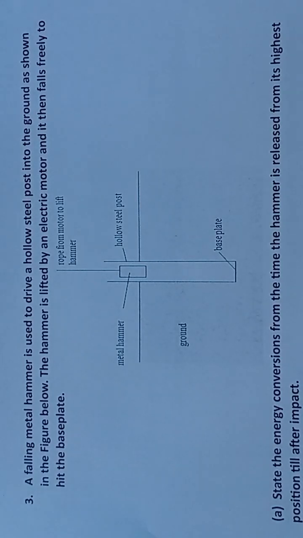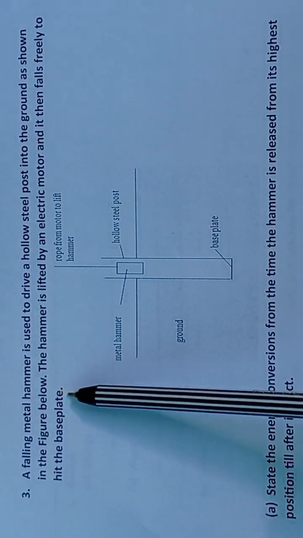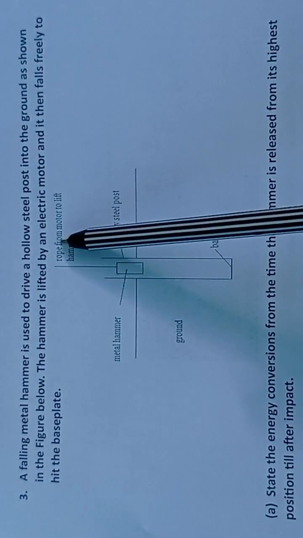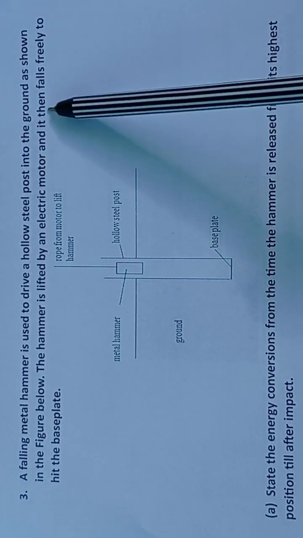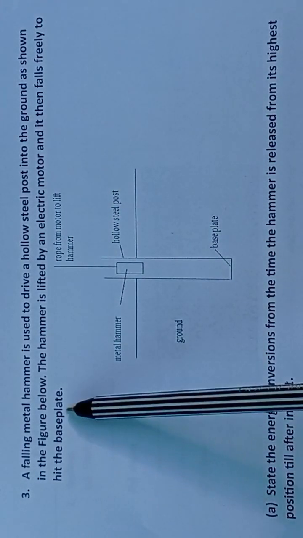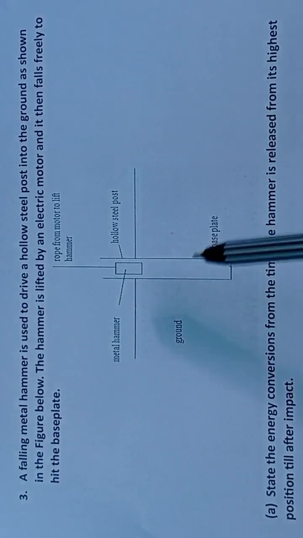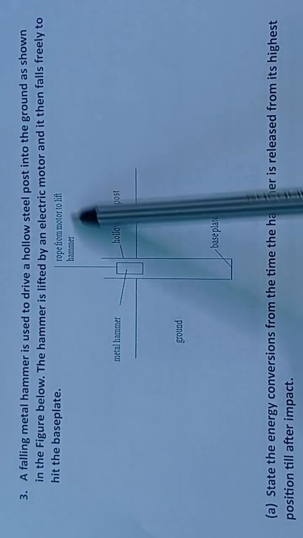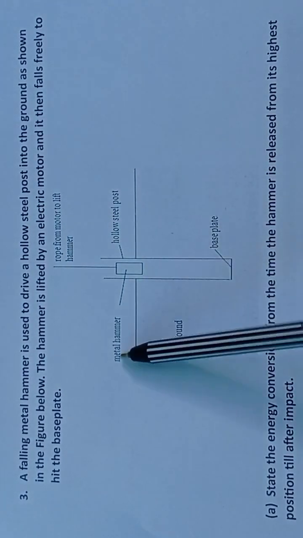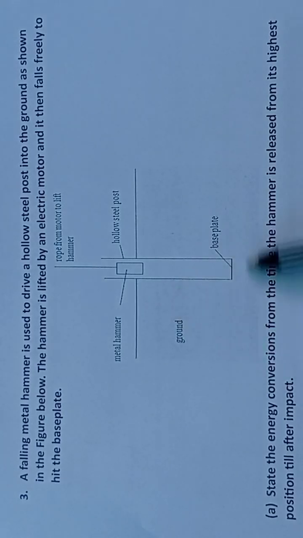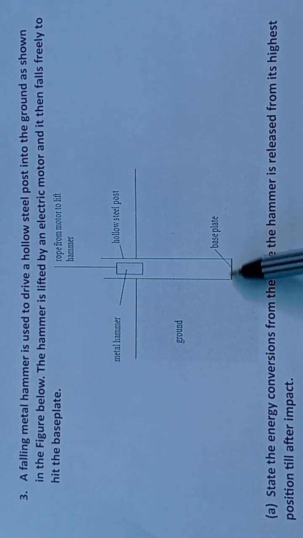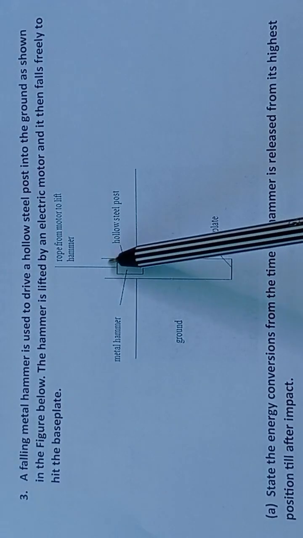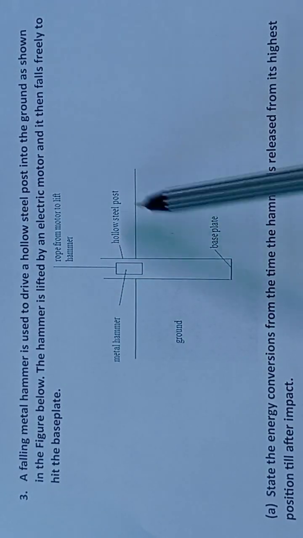A falling metal hammer is used to drive a hollow steel post into the ground as shown in the figure below. The hammer is lifted by an electric motor and it then falls freely to hit the base plate. So we have this lovely diagram. We have a rope from the motor to lift the hammer. This is the metal hammer. This is the ground. Then this is the base plate. And this is the hollow steel post.